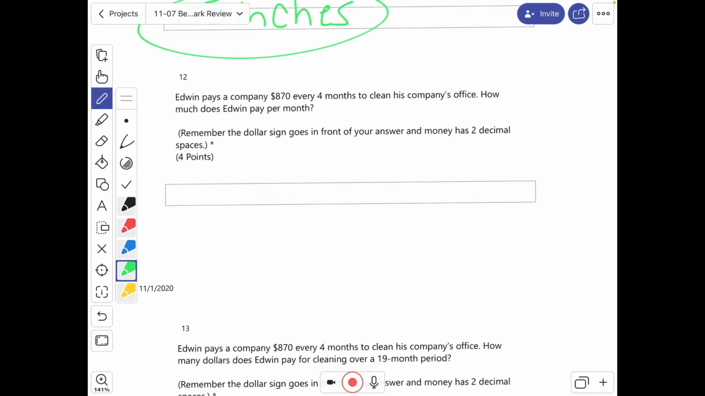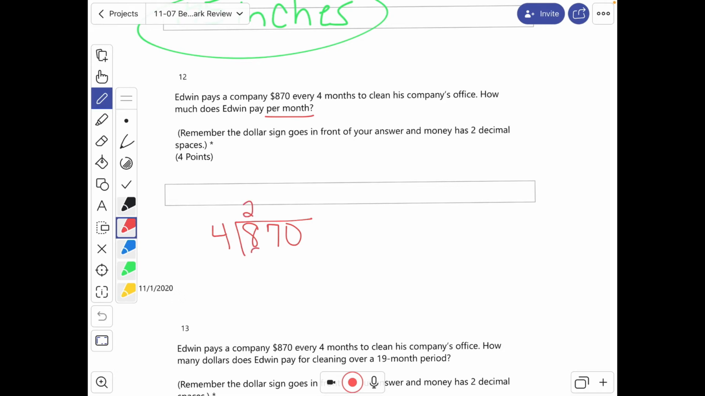Number 12. Edwin pays a company $870 every 4 months to clean his office. How much does Edwin pay per month? So that's a unit rate. They want to know for 1 month. 870 divided by 4, because to find the unit rate, just like finding the constant rate, we divide.